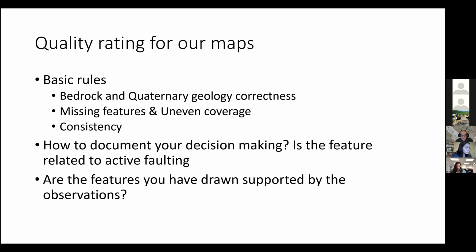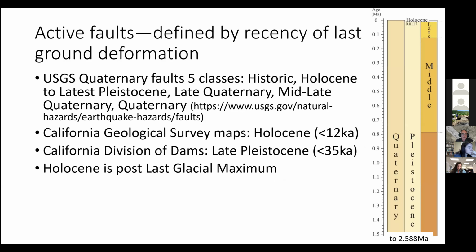That may seem like belaboring the point, but I really think that using these tools to produce observations that then lead to the fault interpretation is the best approach mentally for the work. So one question that comes up sometimes is, what's an active fault? And what does active mean? Usually it's defined by recency of last ground deformation.